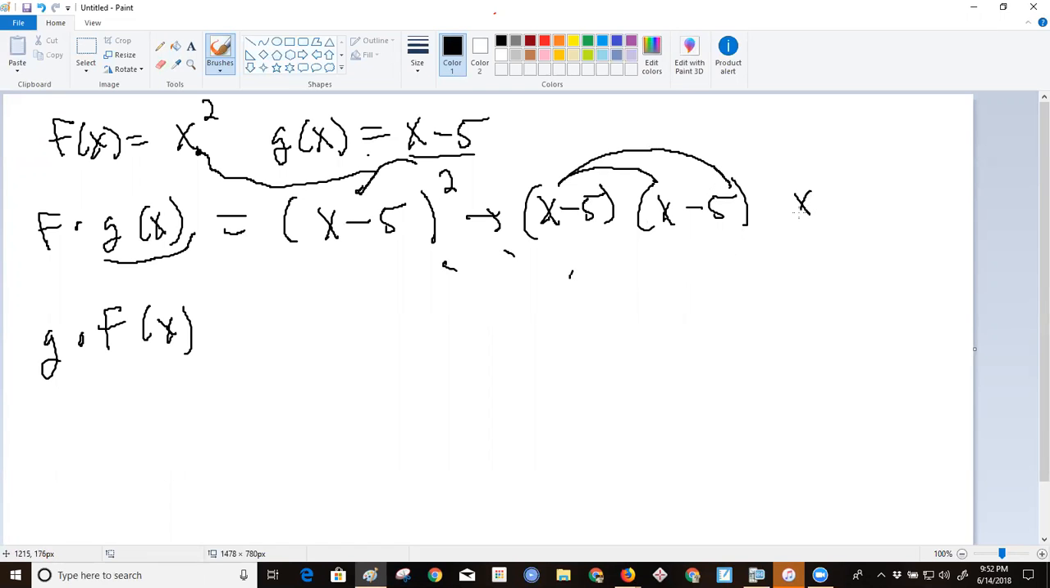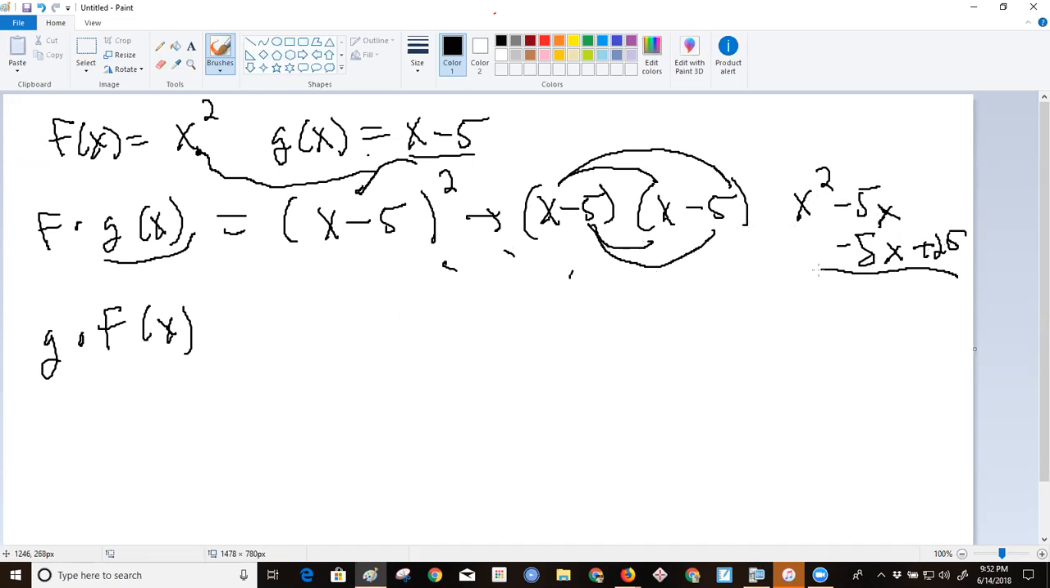So x times x is x squared. x times negative 5 is negative 5x. And then I'm going to distribute this negative 5 through. So negative 5 times x is negative 5x. And then negative 5 times negative 5 is positive 25.